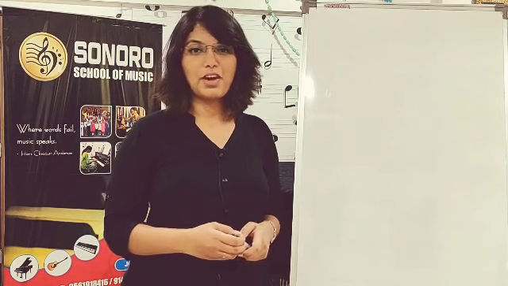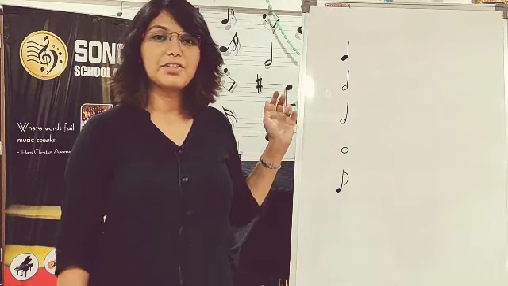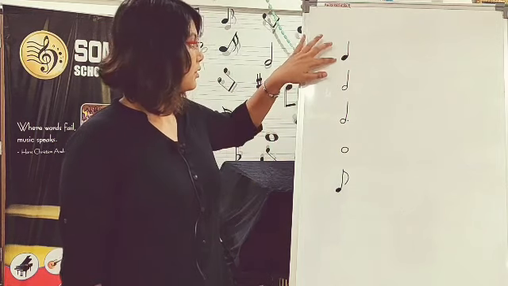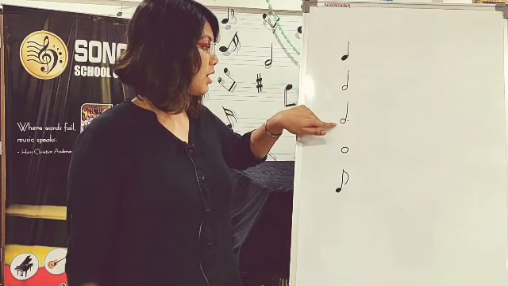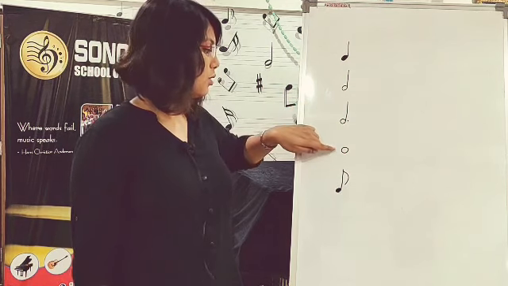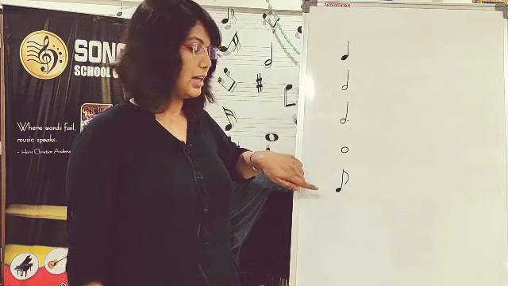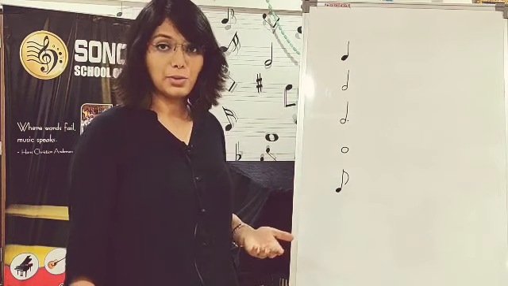In today's lesson we'll learn about the corresponding rests that go along with the notes we've learned so far. These were the 5 different kinds of notes that we learned. This was the quarter note or the crotchet, the half note or the minim, the dotted half note or dotted minim, a whole note or a semibreve, and a quaver or an eighth note.